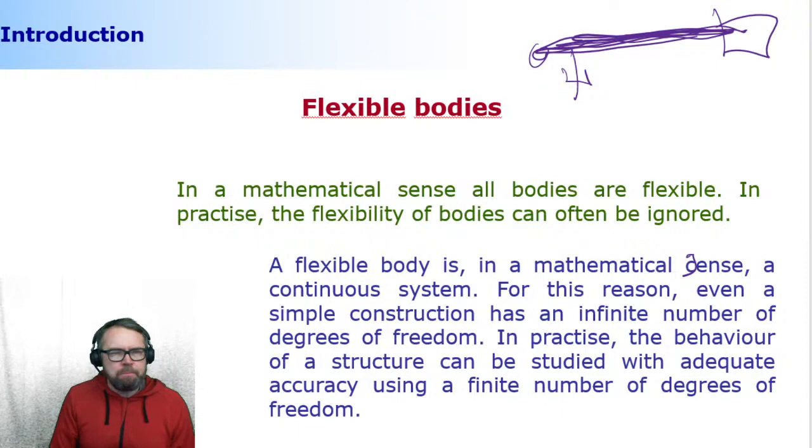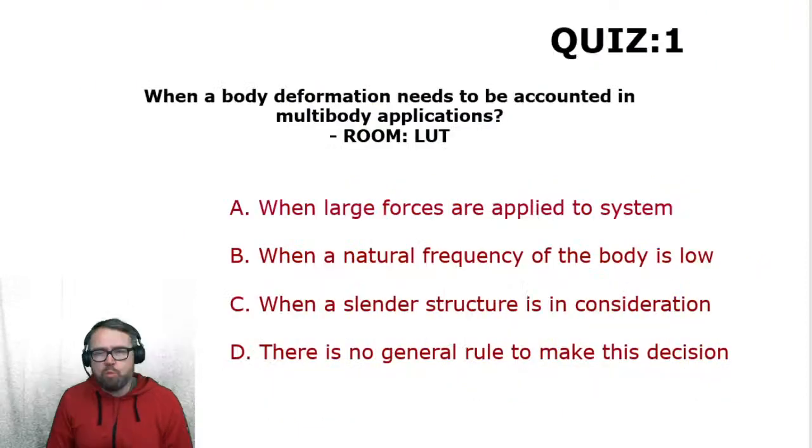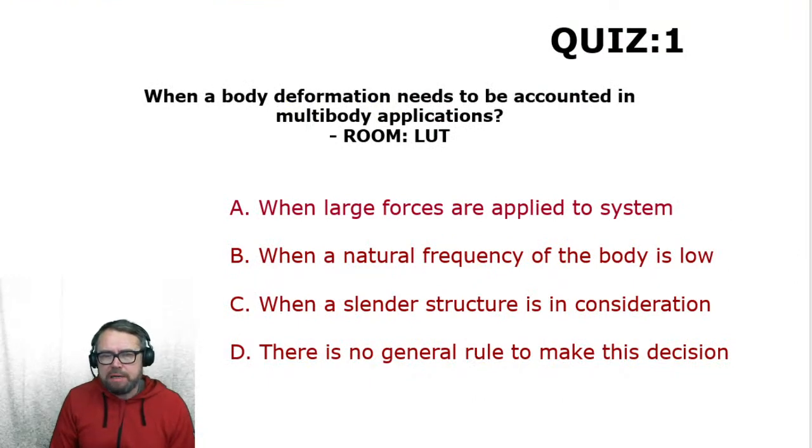Okay, and now let me move on to my first in-class quiz of today. The question is: when does a body deformation need to be accounted for in multibody applications? The options are: when large forces are applied to the system, when the natural frequency of the body is low, when a slender structure is in consideration, or there is no general rule to make this decision. And the game is on.